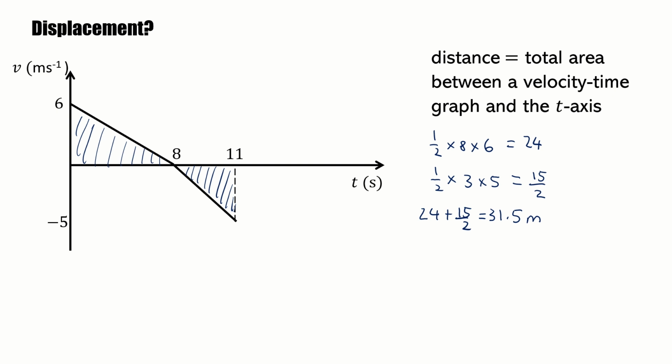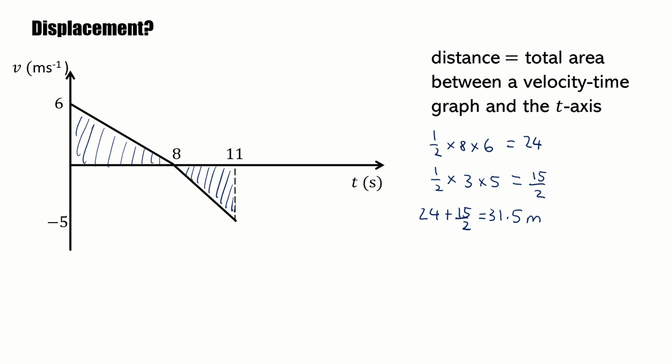So if you want to find distance, it's always the total area between the line and the t-axis, regardless of whether the graph is above the t-axis or below the t-axis. However, if you want to use a velocity time graph to find displacement, well, it all depends on whether your line is above the t-axis or not. If your line, like in some of our previous examples, were fully above the t-axis, then if you calculate the area between the graph and the t-axis, you are also finding displacement, because we only went in one direction, so displacement and distance are equivalent in that case.